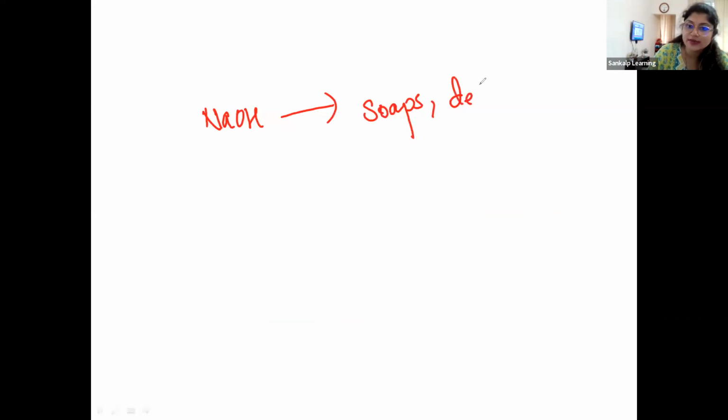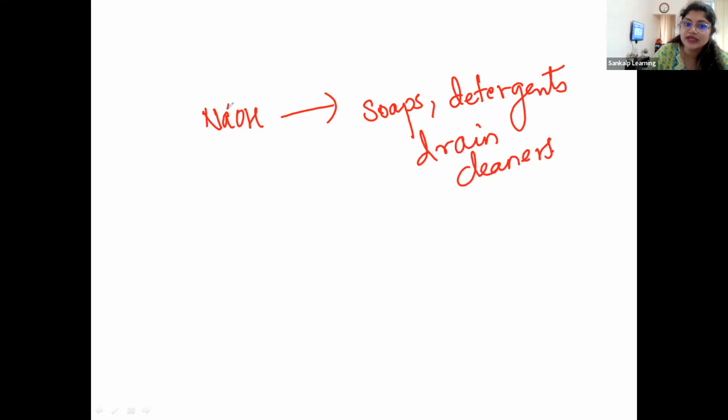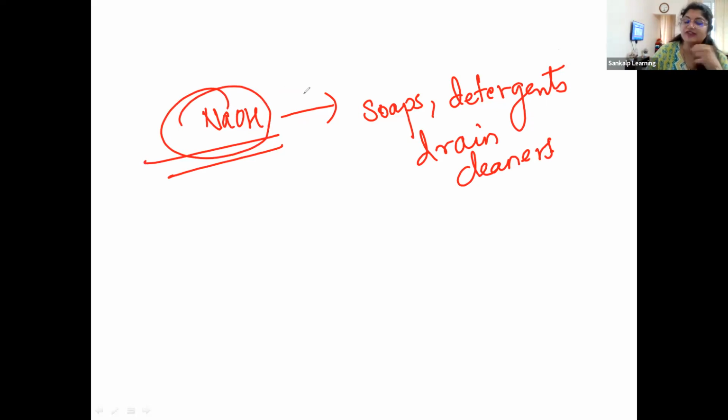Now, where do we use these bases? Sodium hydroxide, that is NaOH, is a base which is used in making soaps, then in making detergents, and drain cleaners. So NaOH is used in the manufacturing of these things.